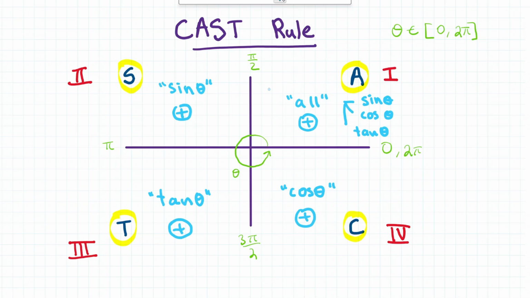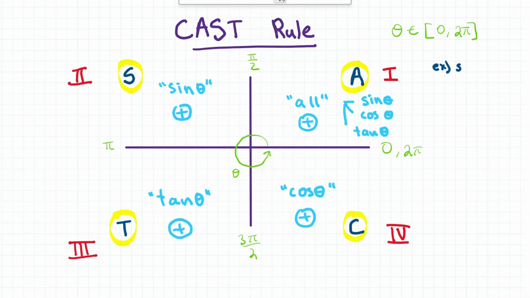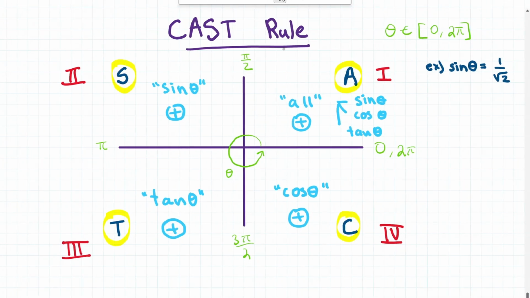This is really good because when you're trying to solve problems, it might ask you, for example, let's just do a little example on the side here. What if it says that we have sine theta equals, let's say, 1 over root 2? Here we can see that our ratio, that I'm going to highlight in yellow, is this positive or negative? Well, we can see that this is a positive ratio.